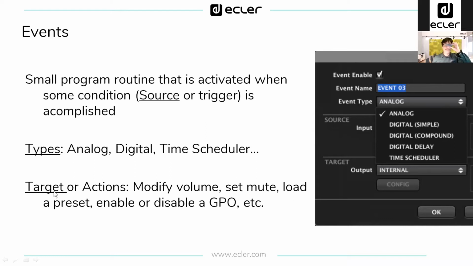We've got some targets or actions. So the event relates a stimulus with an action. Which are the targets we can do? Modifying volume, muting, changing presets, or enabling or disabling GPOs. Let's see in a diagram an explanation of this, so we have it clear in our minds.